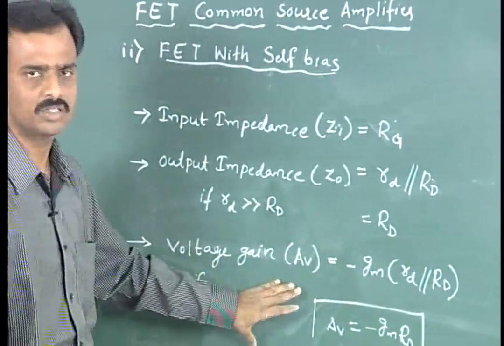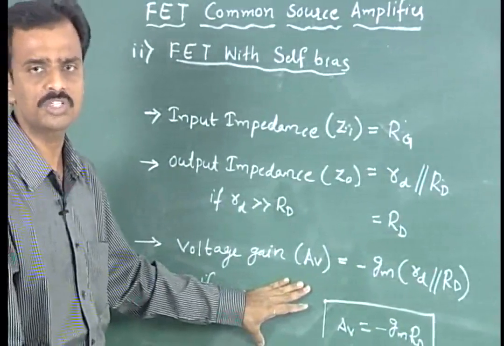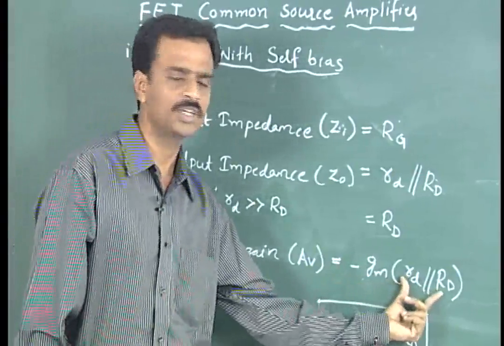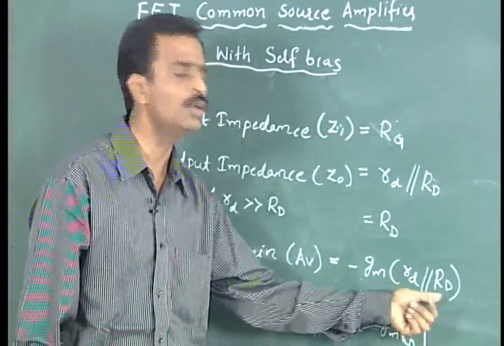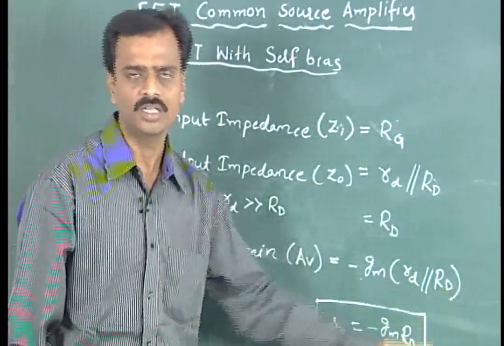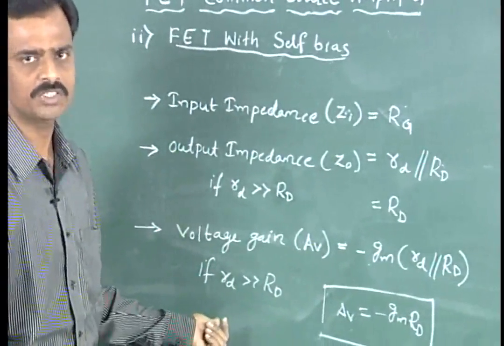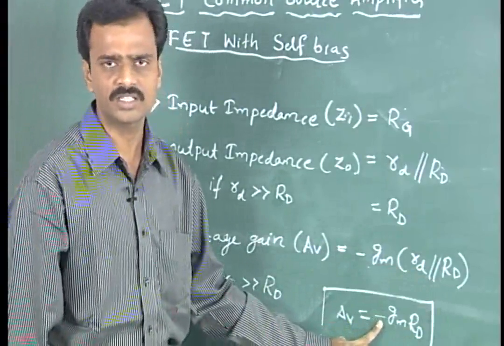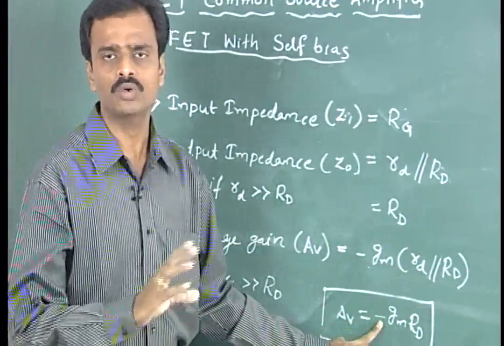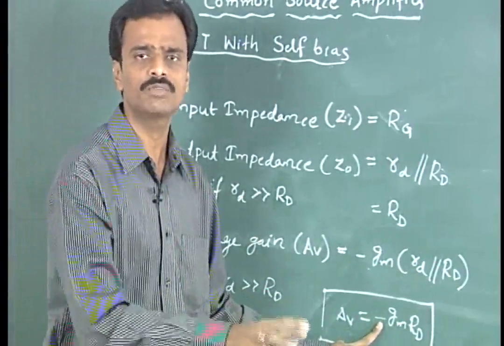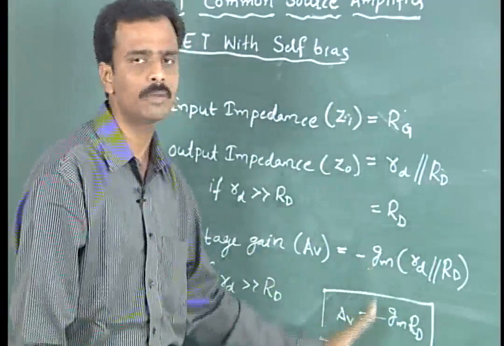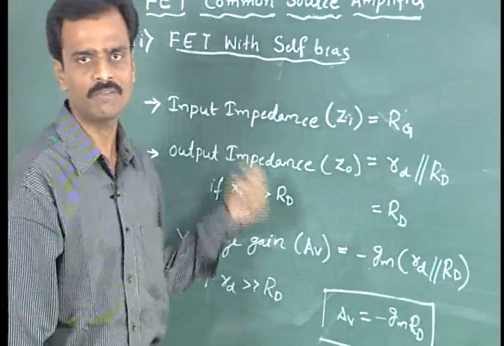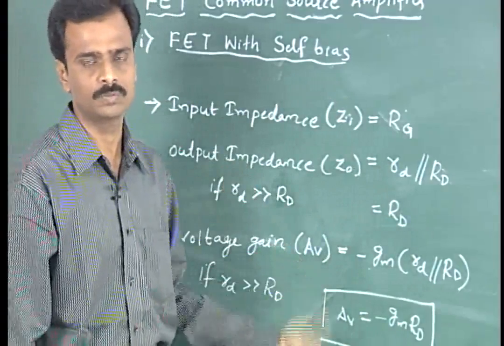Similarly, to calculate the voltage gain, the ratio of output voltage to input voltage, it is minus gm into rd in parallel with RD. If rd is once again very much greater, it is only due to RD that we get it. The minus sign indicates there is a phase shift, so the input is out of phase with the output. Whatever parameters we derived here, the same parameter values hold for the case of fixed bias also.